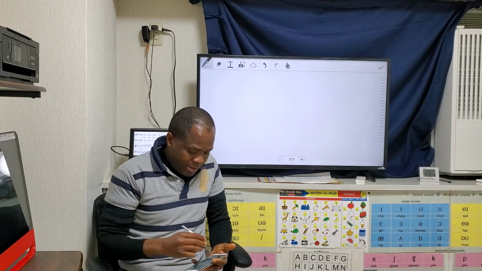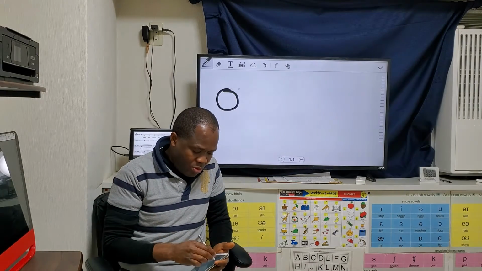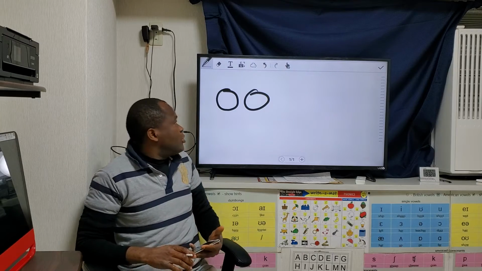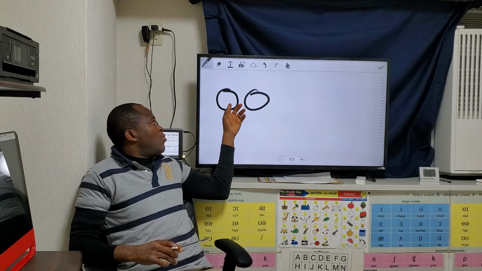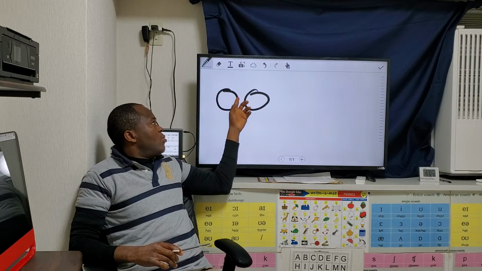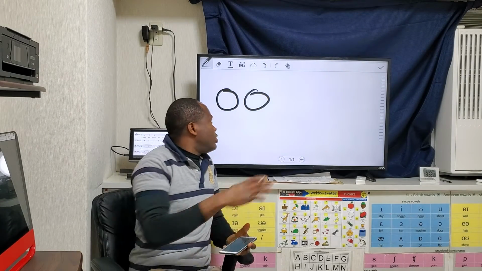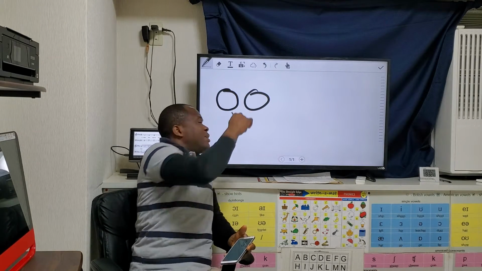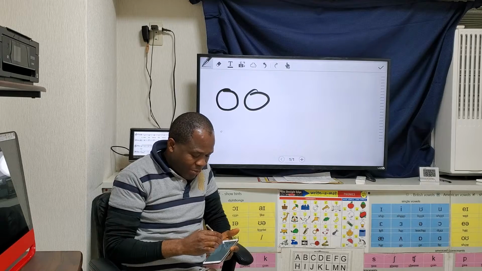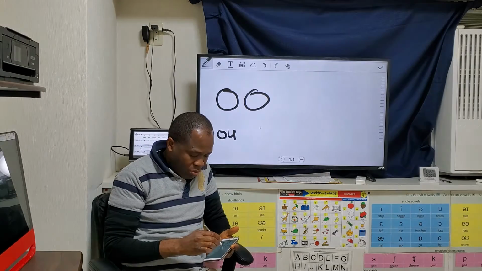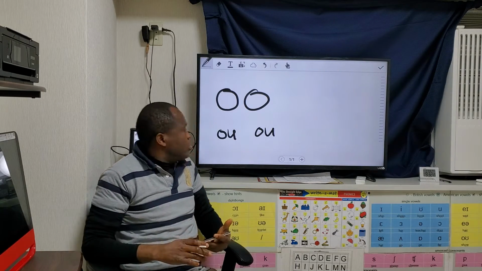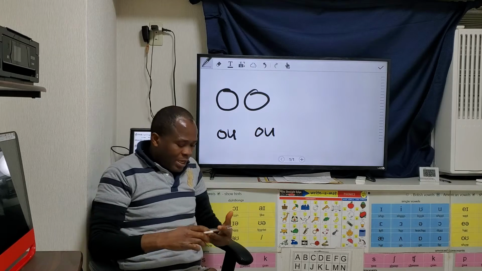Today we're going to look at our third lesson on graphing. We are going to consider the grapheme OO. This is OO, that is the name of the letter. I'm going to write it beneath. So that's the name of the letter.